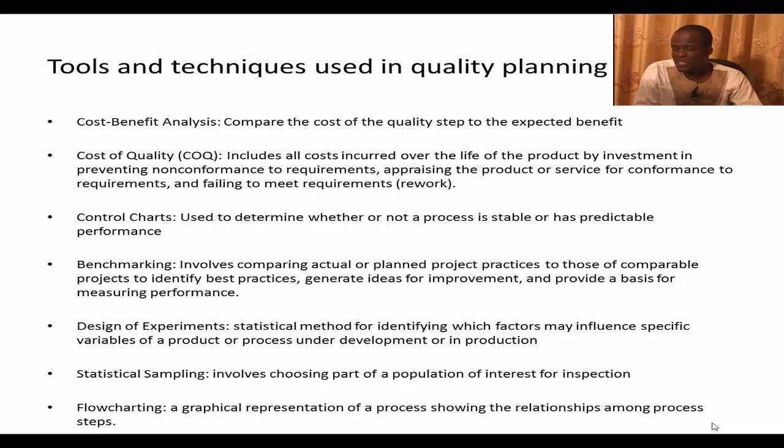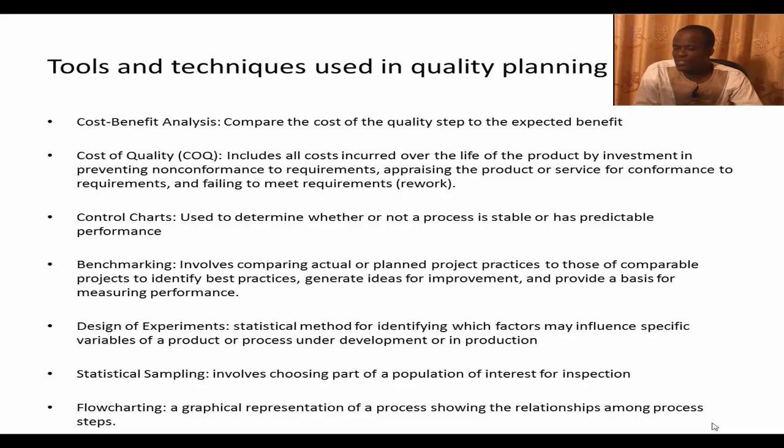Then design of experiments. Okay, the statistical method for identifying which factors may influence specific variables of a product or process at development or in production. Then you could also use statistical sampling as a technique. Okay, this involves choosing part of the population of interest for inspection. So depending on what you're doing, you may want to just choose a part of it as your sample. Okay, and then try to find out, and depending on the results that you get, you can then conclude that this is what is affecting quality, or this is what is improving quality or otherwise.